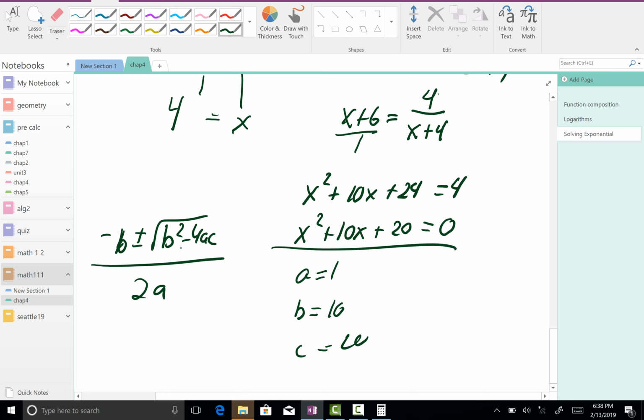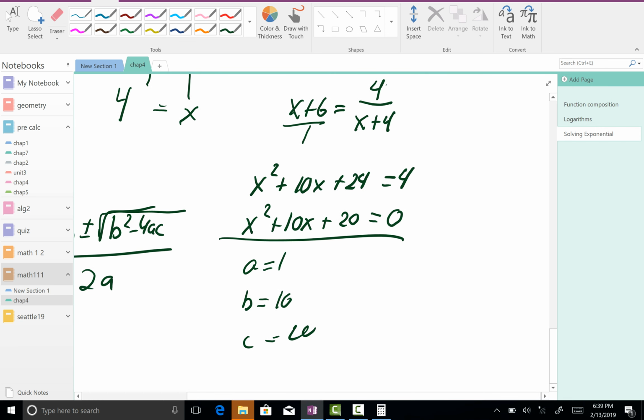Negative b plus or minus the square root of b squared minus 4ac, all over 2a.